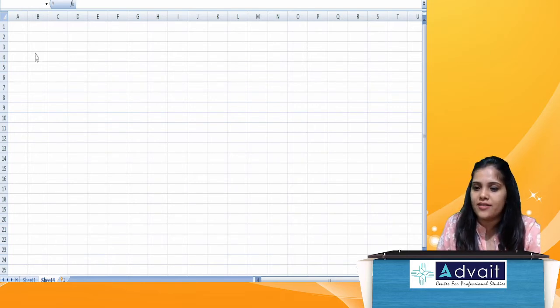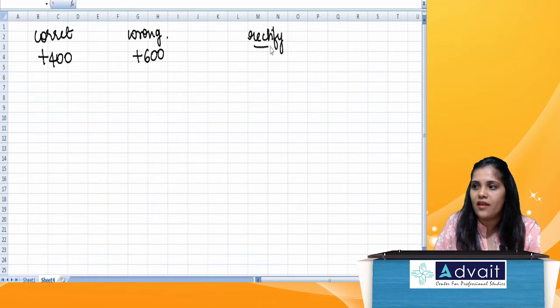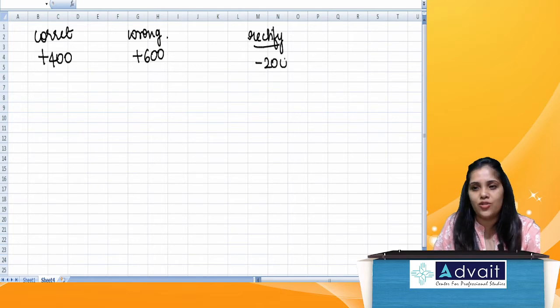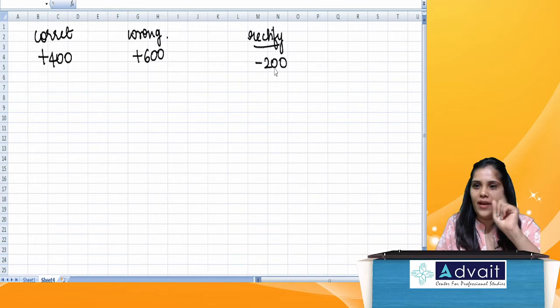Say for example, I had to add rupees 400, but by mistake, I added rupees 600. This is what I had to do correctly, and this is the wrong thing that I have done. So, how will I rectify it? Yes, very good. We have to rectify by minusing 200. So, plus 600 minus 200 becomes plus 400. Fantastic. Then, let me give you another example.